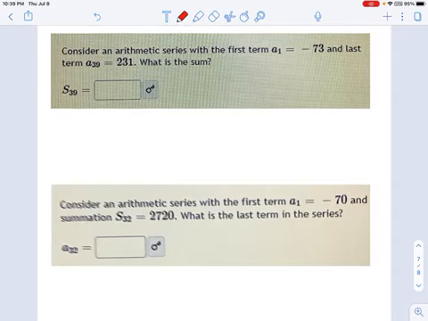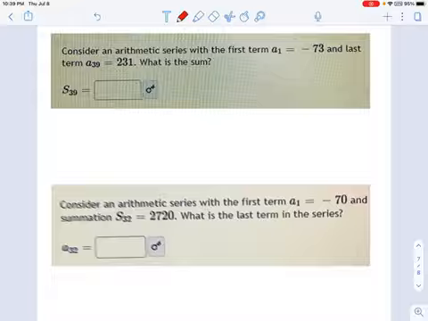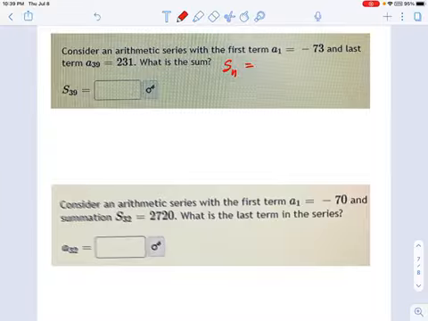Okay, in this video we're going to blast through 4 quick examples of using the summation formula for an arithmetic series. And just as a reminder, here's the formula. It's Sn, that's the sum of n terms, equals the number of terms divided by 2 times the sum of the first term plus the last term.